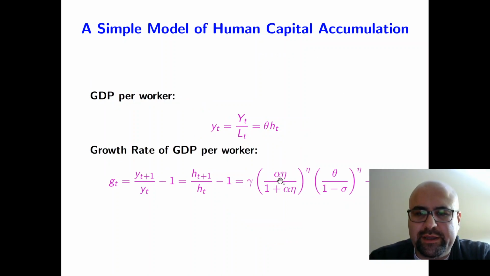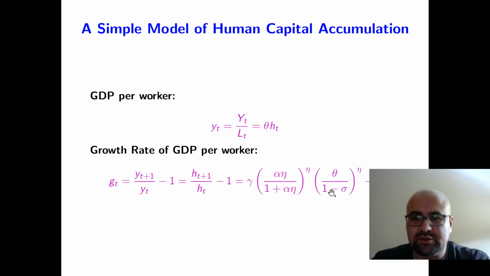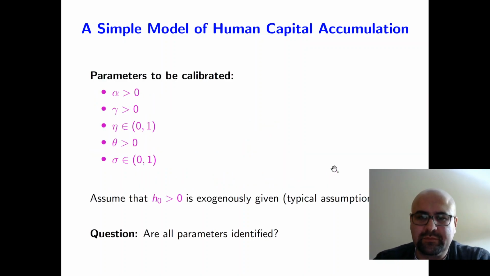So alpha, again, is the altruism parameter. Eta is the elasticity of human capital in the next period with respect to education expenditure. Theta is some productivity term in the production function. Gamma is some productivity term in the human capital production function. And sigma is the subsidy rate. Okay, so it depends on what? 1, 2, 3, 4, 5 parameters. Those 5 parameters are actually the parameters to be calibrated.